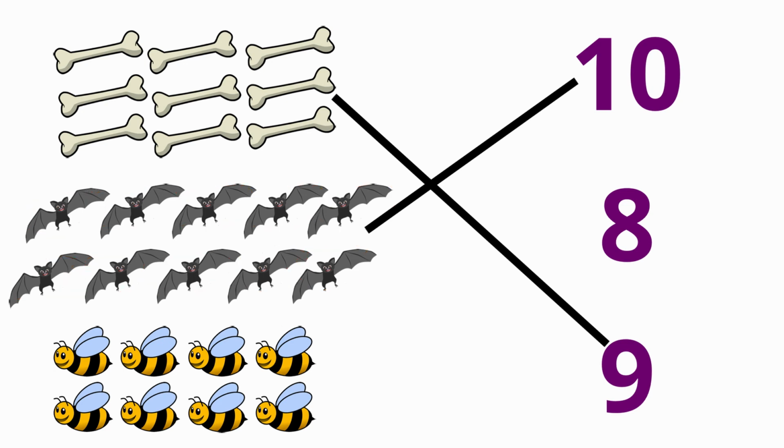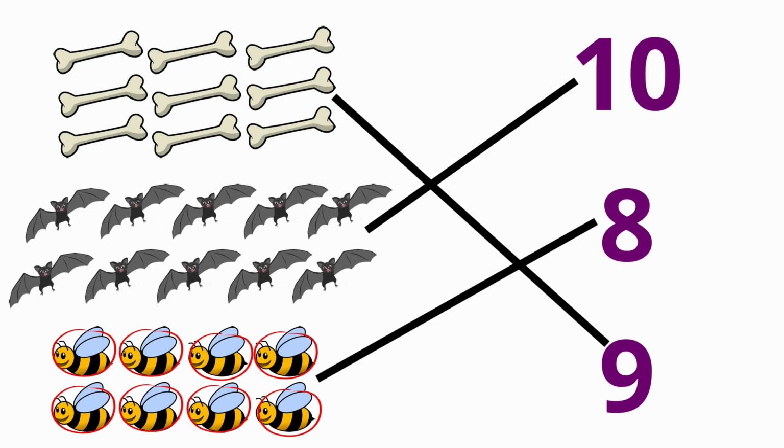Excellent. Okay, our last picture is a group of bees. Let's see how many bees we have. Count with me. 1, 2, 3, 4, 5, 6, 7, 8. The last number I said was 8. That means there are 8 bees. Do you see the number 8? Let's draw a line from the bees to the number 8.